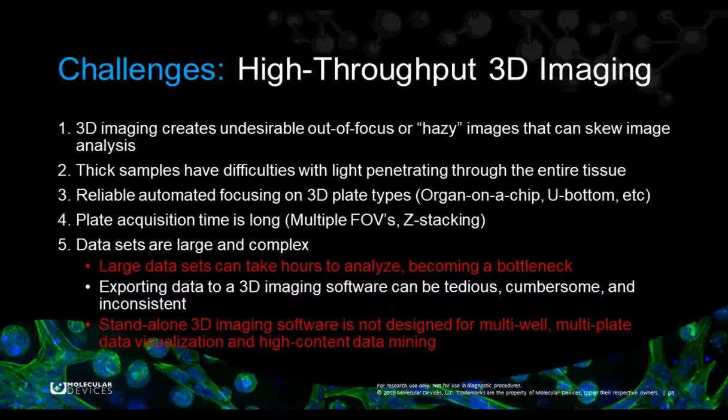Here are some challenges that you will encounter with high-throughput 3D imaging. I have listed 5 of the top challenges that I believe are creating issues with large 3D imaging assays. 3D imaging creates undesirable, out of focus, or hazy images that can skew image analysis. Samples have difficulties with light penetrating through the entire tissue. Reliable automated focusing on 3D plate types, such as organ on the chip and U-bottom. Plate acquisition time is long when you have to do multiple fields of view and Z-stacking.